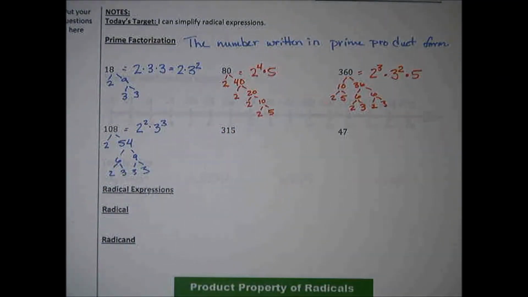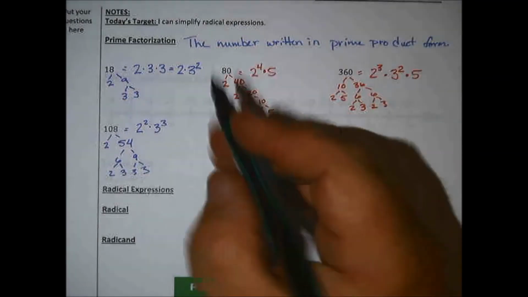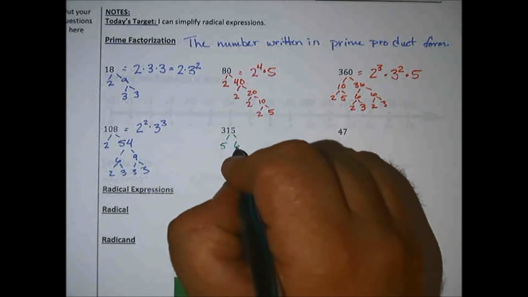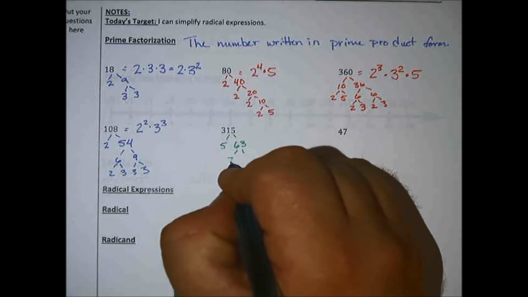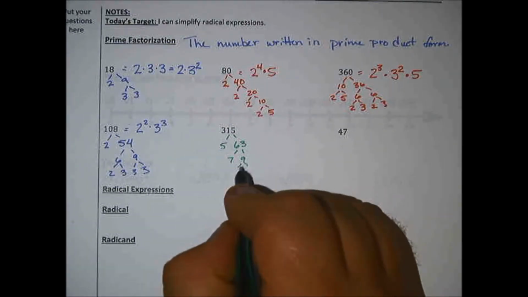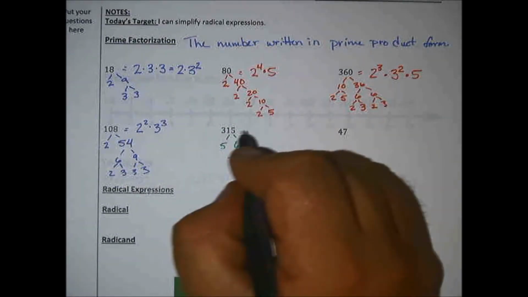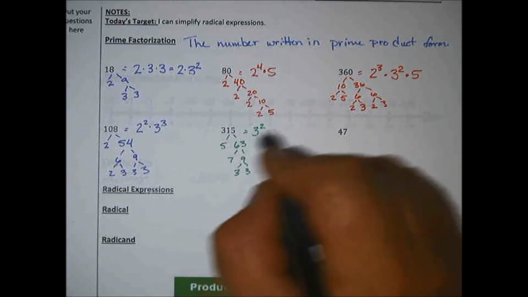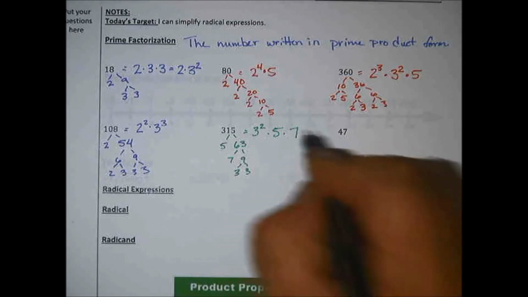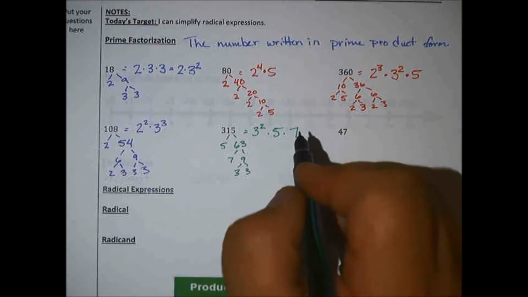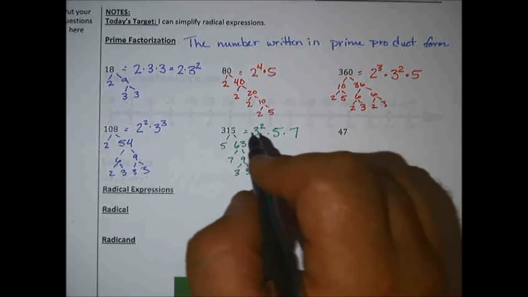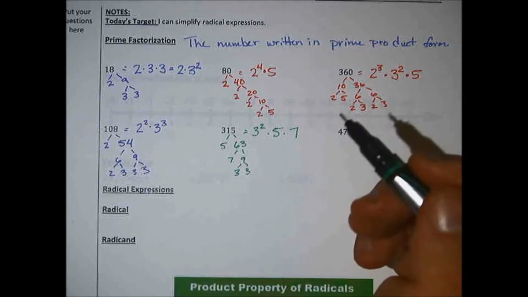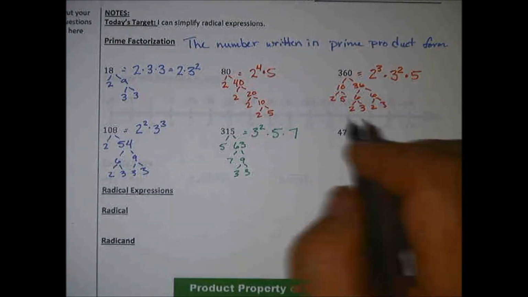Okay. Next one, we have 315. I know that it's a multiple of 5, so I'm going to start with that. That leaves 63. 63 is 7 times 9. 9 is 3 times 3. Okay. So what we get is 3 squared times 5 times 7. Notice all these numbers, the reason it's called prime factorization is all the bases are prime numbers, and the exponents are just however many of those prime numbers you have.